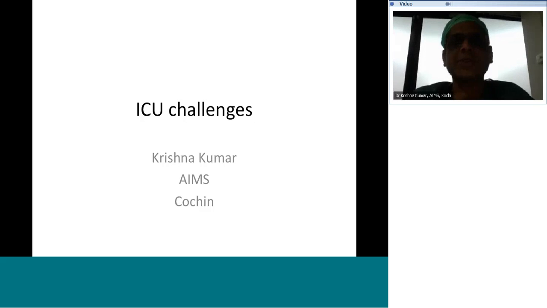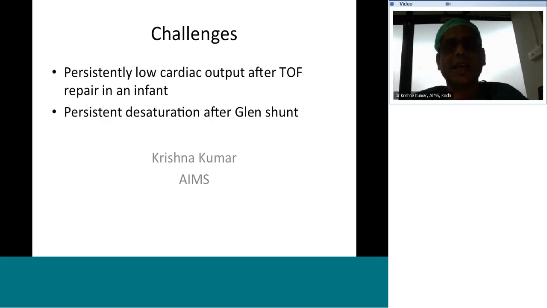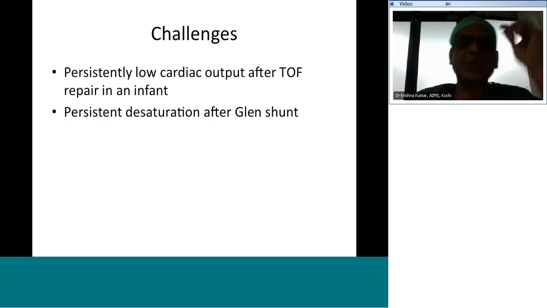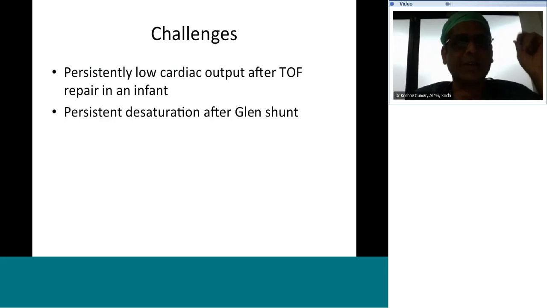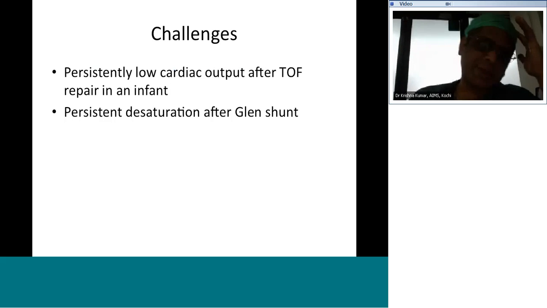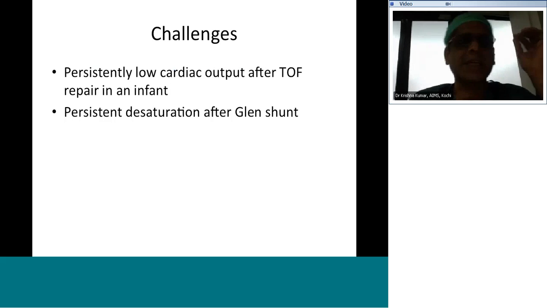ICU challenges, and essentially we are going to take 2 challenges only, and we have one more session on the 25th where I hope to present a few more. But today we're going to take 2 challenges: persistently low cardiac output after tet repair in an infant, and then persistent desaturation after Glenn shunt.